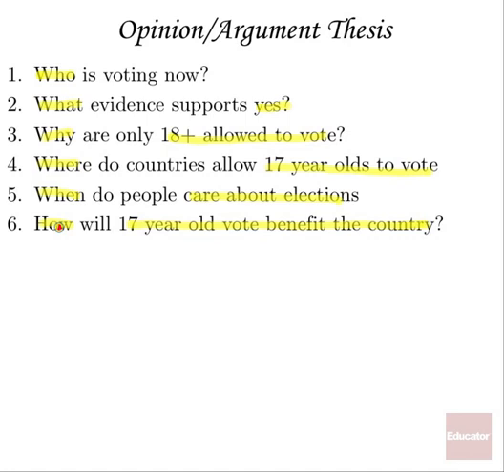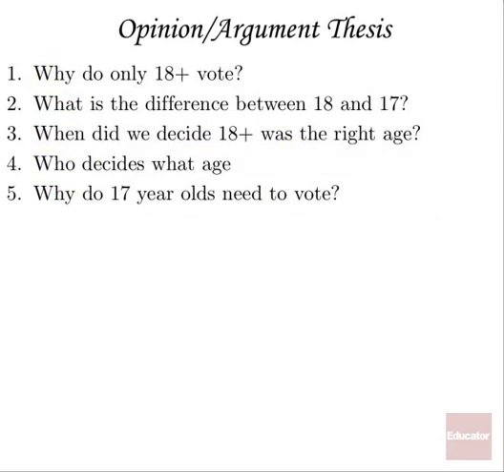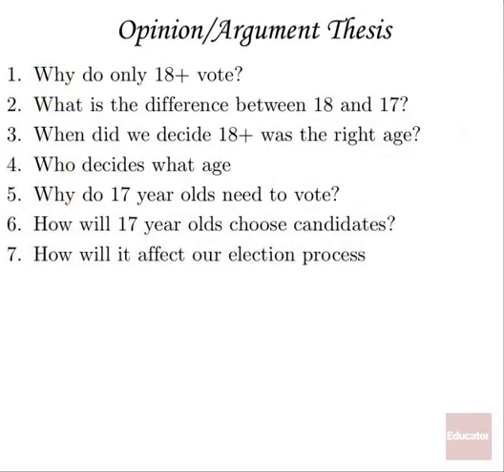But as you know, I don't have to ask exactly one of each of these questions. So maybe I want to ask, why do only 18-year-olds vote? What is the difference between 18 and 17? When did we decide that 18 plus was the right age? Who decides what age? Why do 17-year-olds need to vote? You notice there's a couple here that I'm parsing out. I'm concentrating on what and why. But another great thing is to talk about how. How will 17-year-olds choose candidates? Maybe that's an important question to talk about. How will it affect our election process? Another good question to talk about.